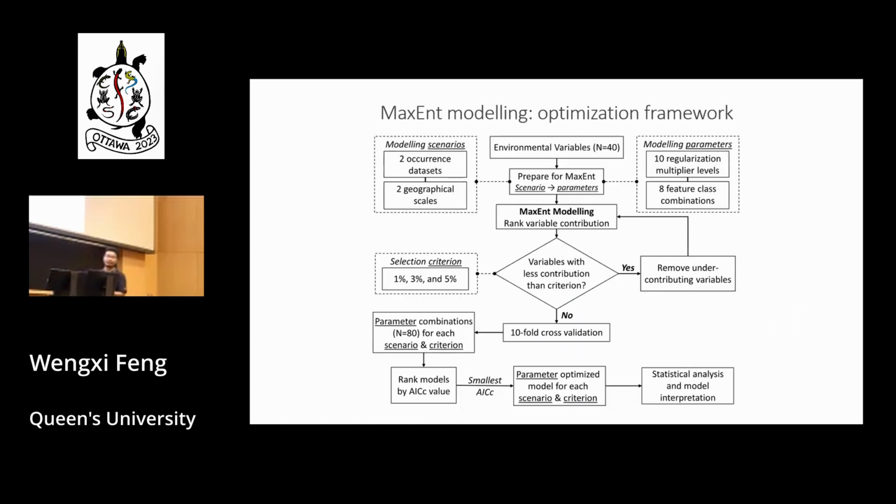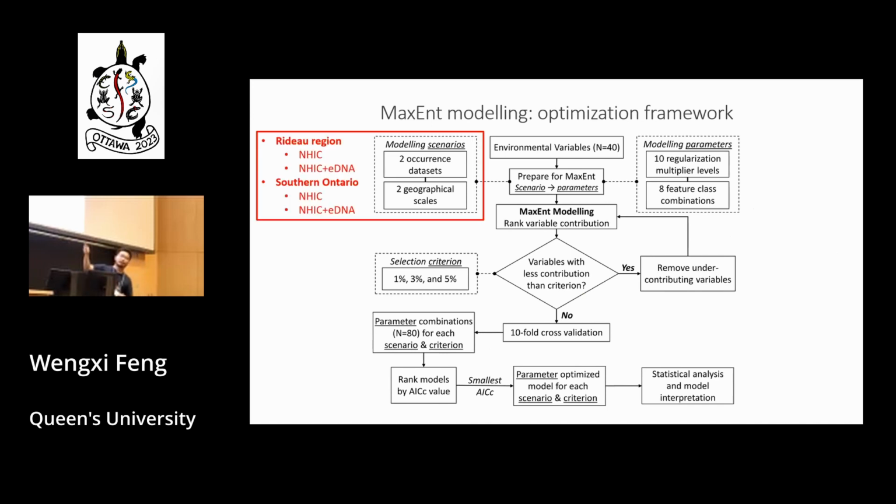And this is the optimization framework for our modeling. MaxEnt is really easy to use, but it also has a lot of issues: overfitting, underfitting, and a lot of false conclusions from the model. I'm not going to run down all the details, just the blocks quickly. On the top left, these are our 4 modeling scenarios. We have 2 data sets, NHIC only and NHIC plus environmental DNA. Then we have 2 geographical extents. That makes 4 modeling scenarios.